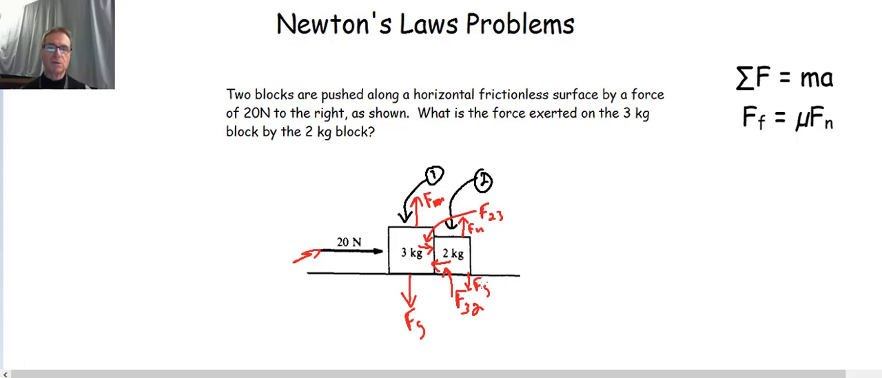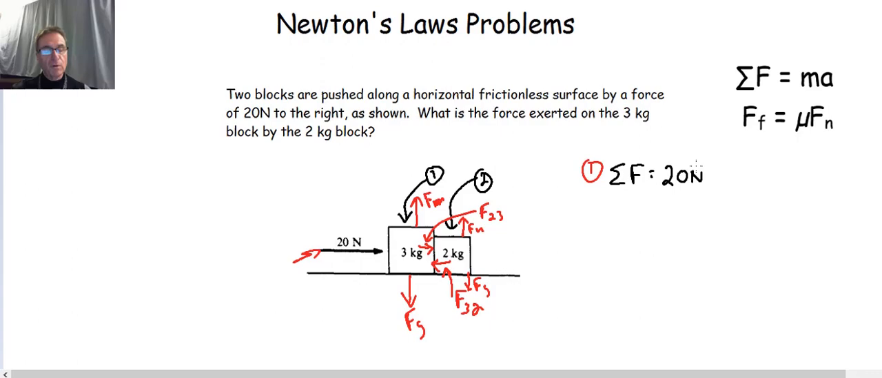We want to know the force exerted on the 3 kilogram block by the 2 kilogram block. So the first thing we're going to do after we have drawn our free body diagrams and identified the forces on each block is write equations for each one of the objects. I've labeled the 3 kilogram block object 1, and the 2 kilogram block is object 2. So the sum of the forces on block 1 are going to be what? We have 20 newtons to the right, and anything to the right we take as being positive, so it's positive 20.